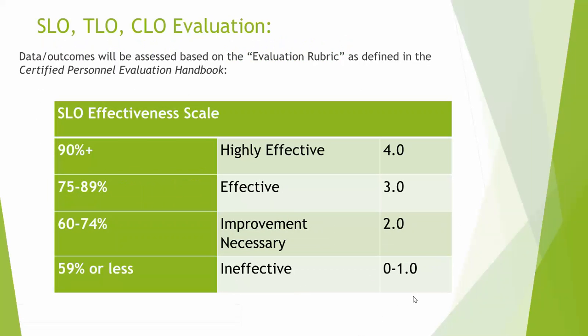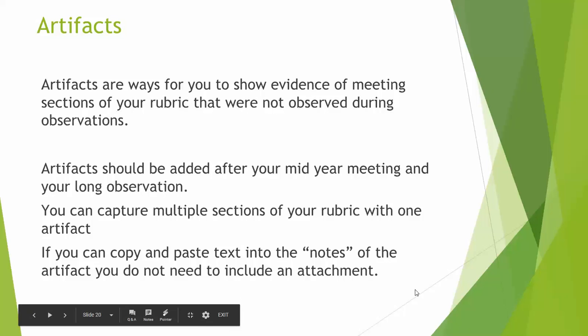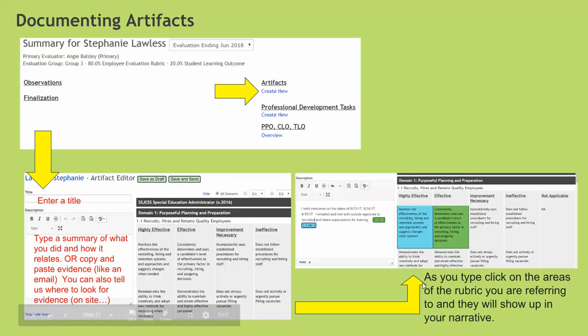Our overall evaluation outcomes will be assessed based on your evaluation rubric as defined in the Personnel Evaluation Handbook. After you've completed your long observation and your mid-year meeting, you will want to start reviewing your rubric to identify which areas will need to have artifacts. At that point, you will go to create a new artifact, title it, and put in a summary of the thing that you've done that showed evidence of meeting your rubric. You will indicate the sections of your rubric that you are linking to that artifact.